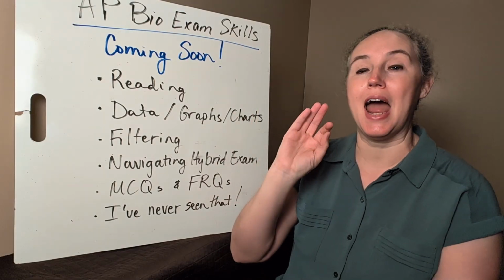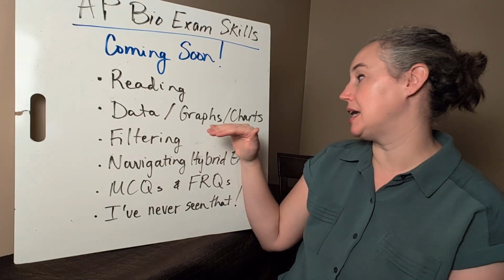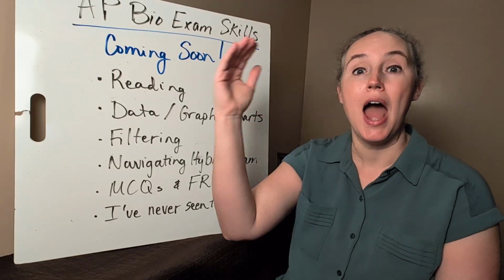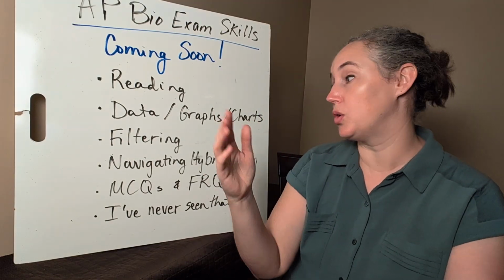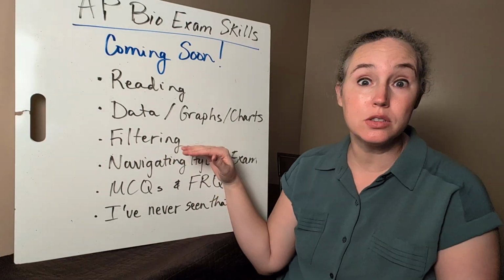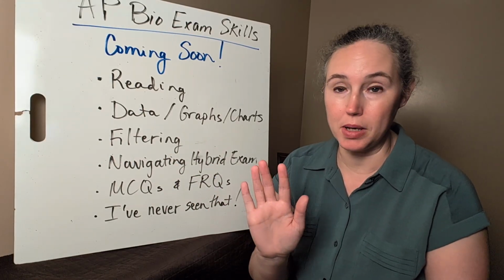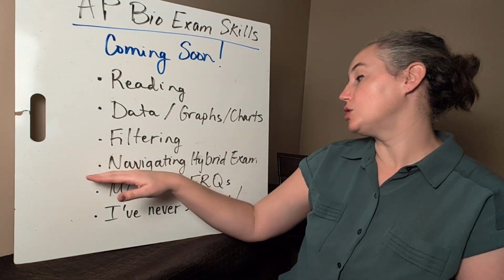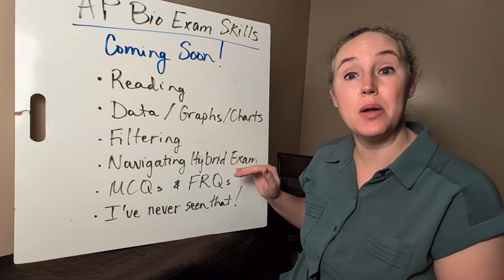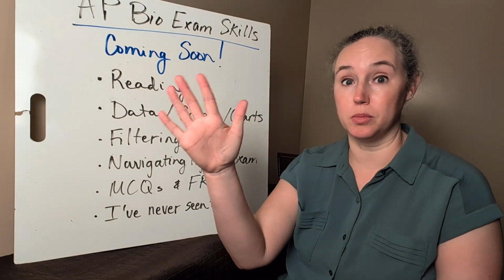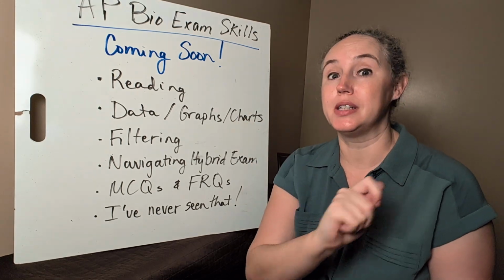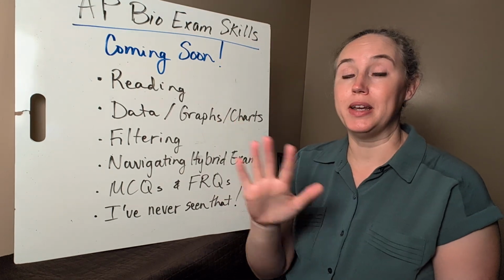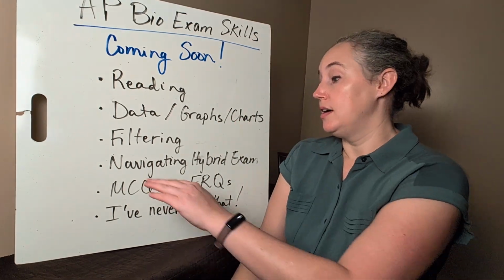We're going to be looking at how AP Bio uses data, graphs, and charts, how we can interpret them to get all different types of questions correct, how to filter out unnecessary information, how to navigate the hybrid exam, right? Because the multiple choice section is on the computer and the FRQ section is handwritten. So how do we navigate that shift?